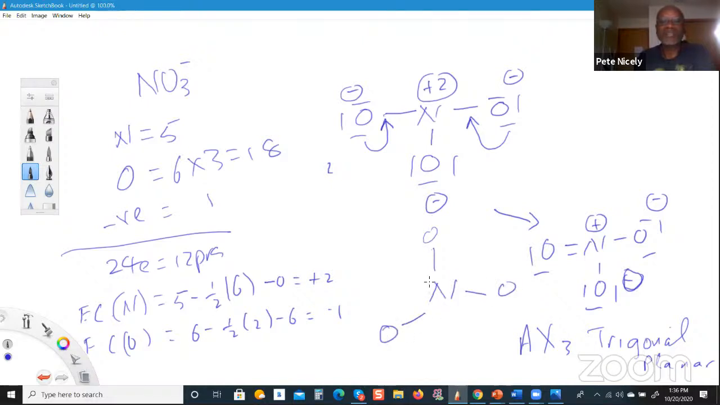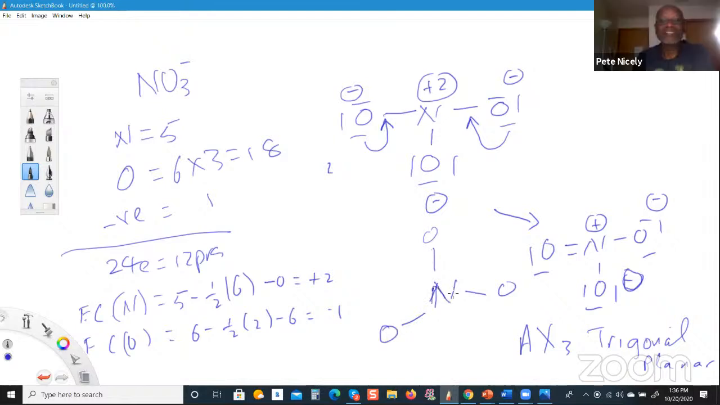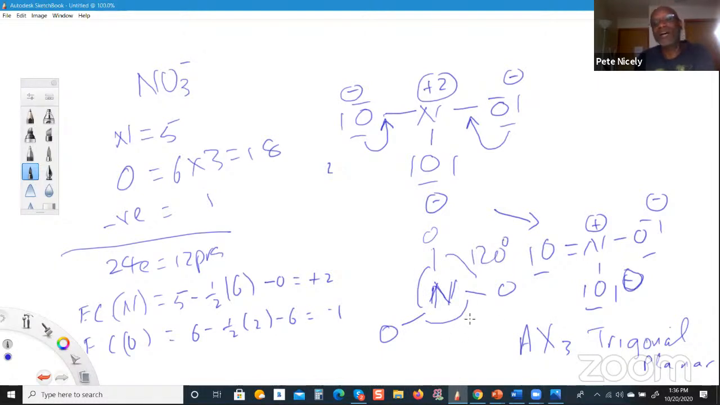So this is the shape. Of course, this is my lack of artistic skills showing, but that's a shape where the angles would be all 120 degrees, right? So this begs the question: would this be a polar or non-polar structure?